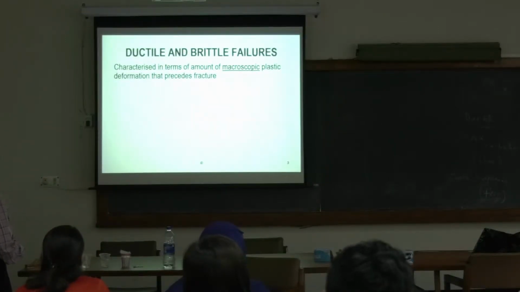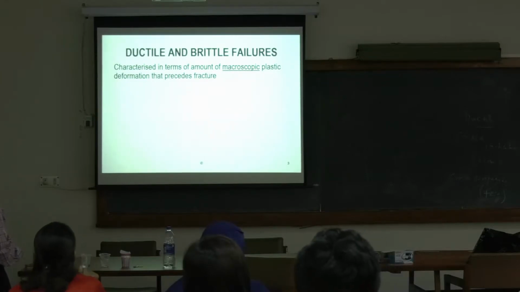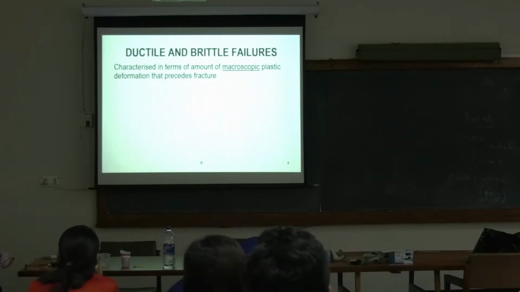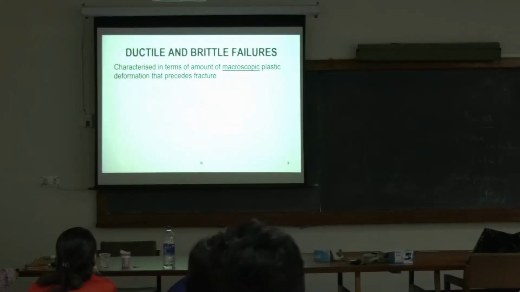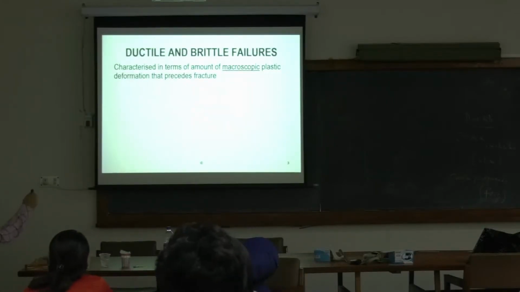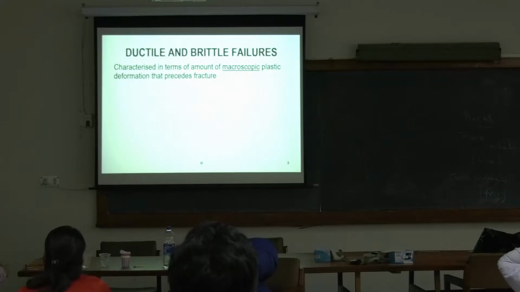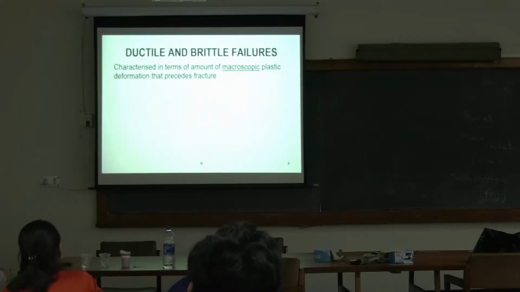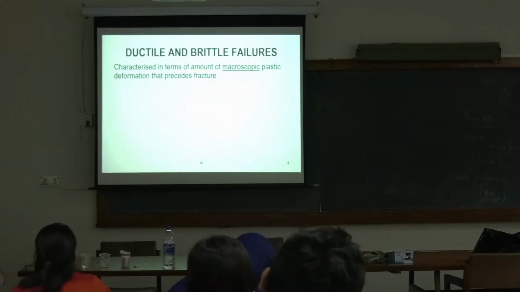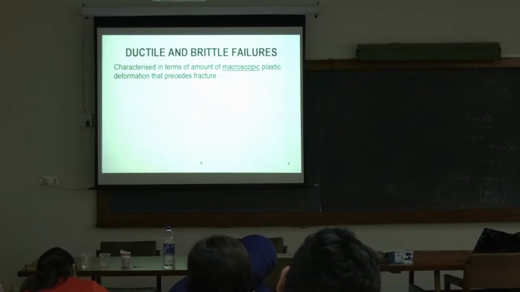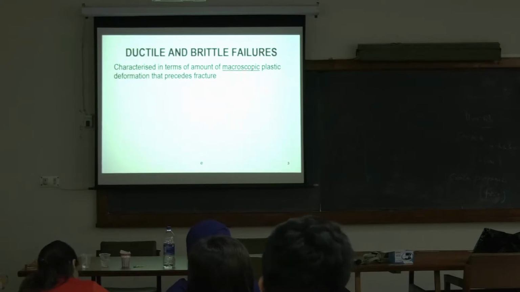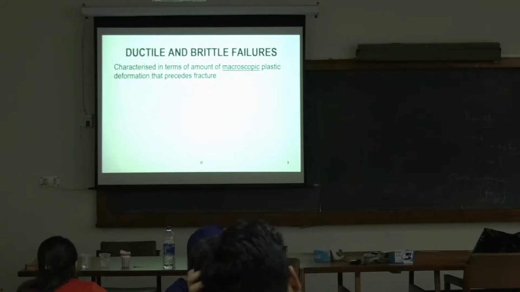Ductile and brittle failures are characterized in terms of the amount of macroscopic plastic deformation that precedes fracture. So this is a beautiful way of saying what is ductile and brittle failure. If you have very small macroscopic plastic deformation that precedes fracture, then that's a brittle fracture. If you have a good amount of macroscopic plastic deformation, that's a ductile fracture.